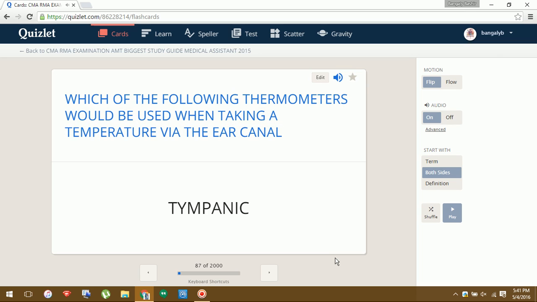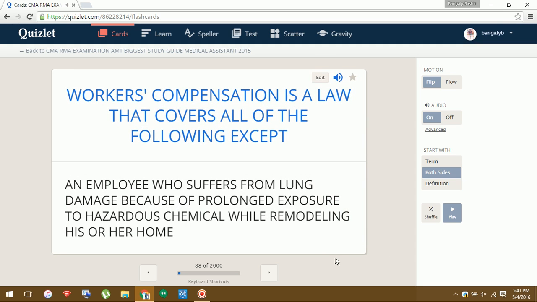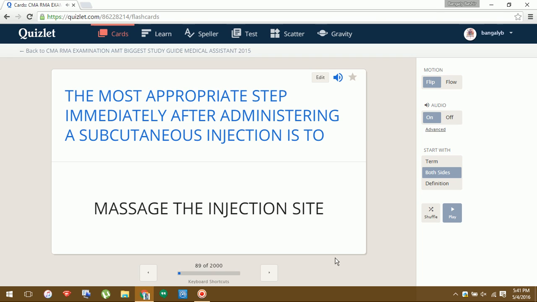Which of the following thermometers would be used when taking a temperature via the ear canal? Tympanic. Workers' compensation is a law that covers all of the following except an employee who suffers from lung damage because of prolonged exposure to hazardous chemical while remodeling his or her home. The most appropriate step immediately after administering a subcutaneous injection is to massage the injection site.